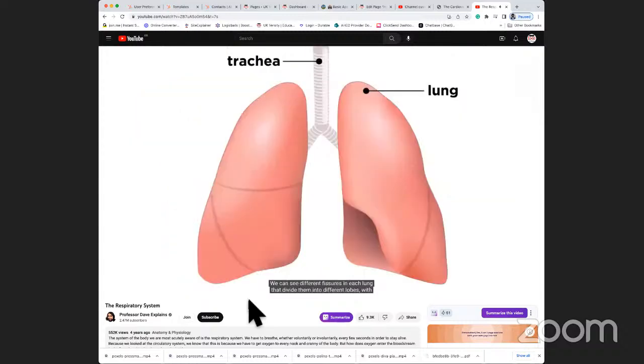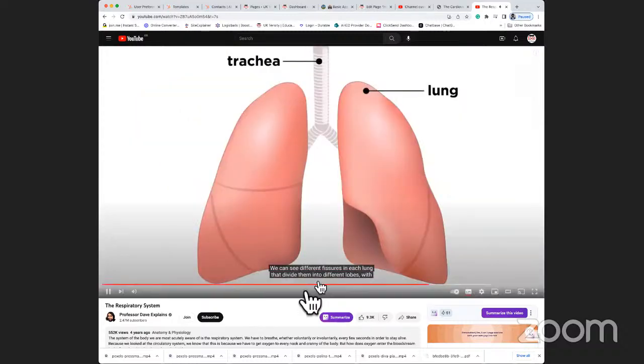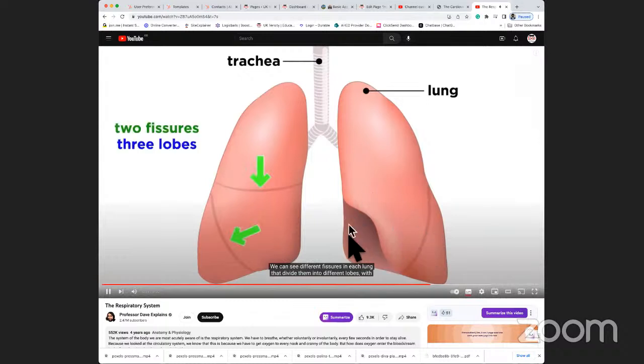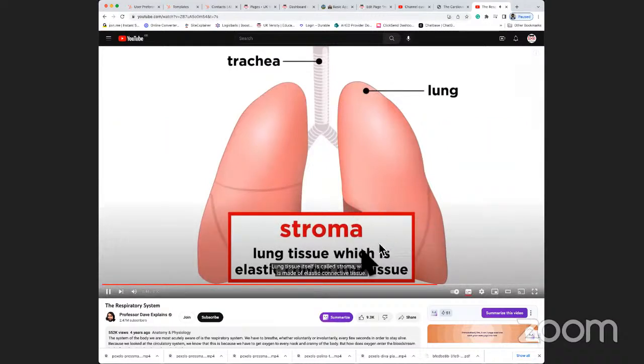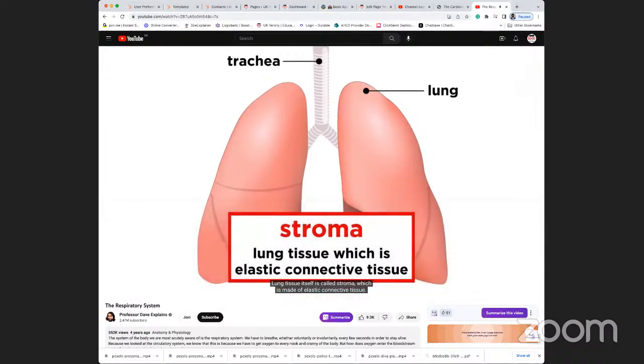We can see different fissures in each lung that divide them into different lobes, with 2 fissures and 3 lobes in the right lung, and 1 fissure and 2 lobes for the left. The lung tissue itself is called stroma, which is made of elastic connective tissue.